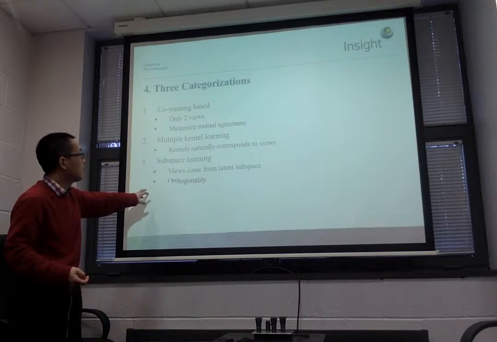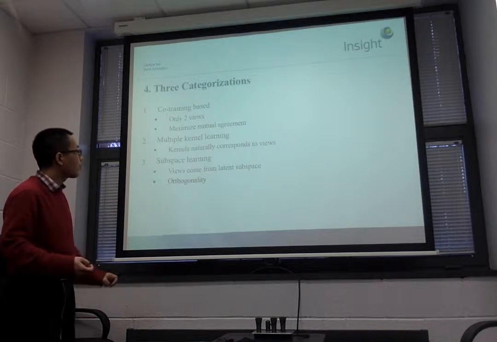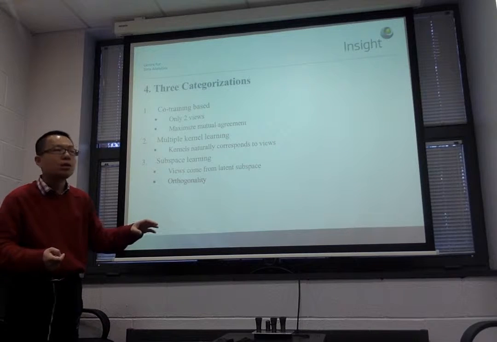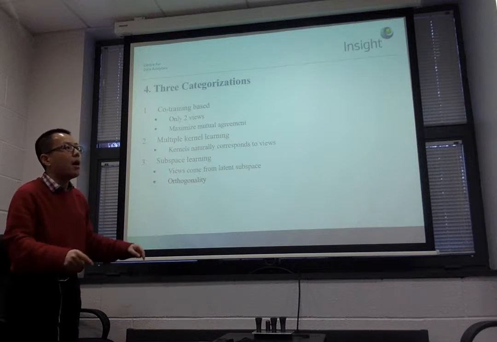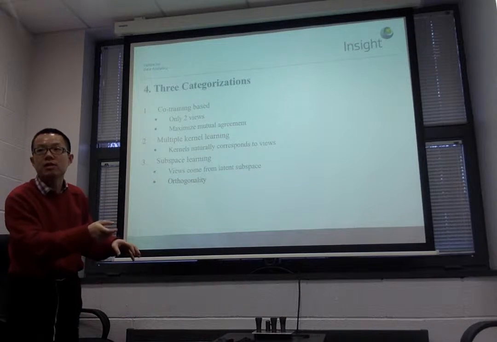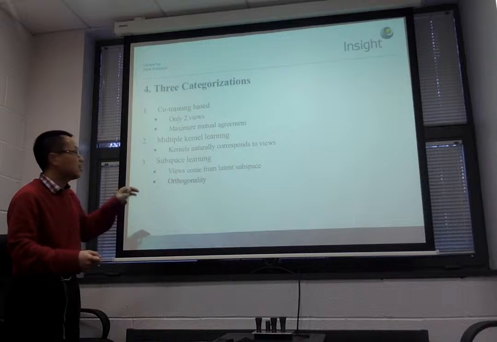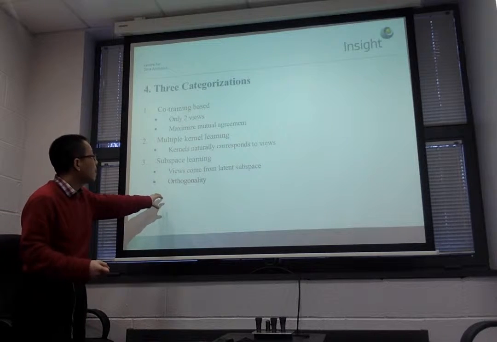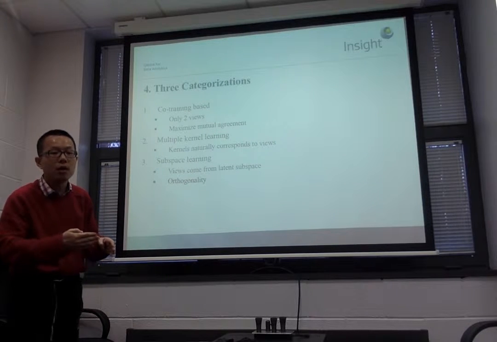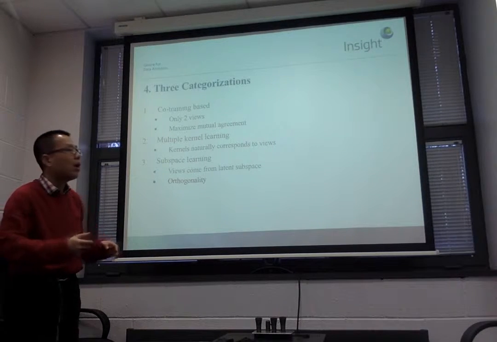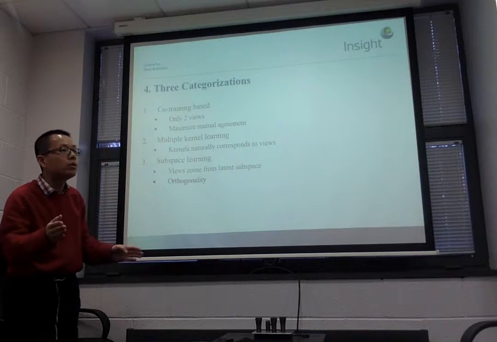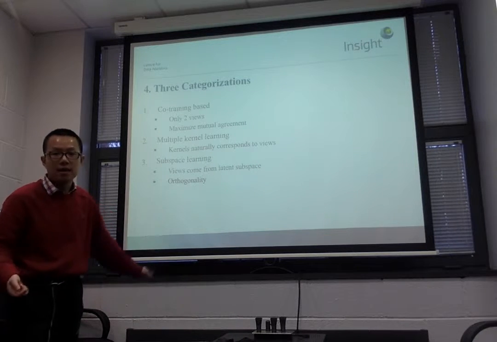And the third way is subspace learning. So we regard views as coming from different latent subspaces. We see the whole thing as a space, and different views are different subspaces, and in that way we try to make them orthogonal, because as long as they are orthogonal, the redundant information will disappear, and we will remove a lot of redundancy, and that's the reason.